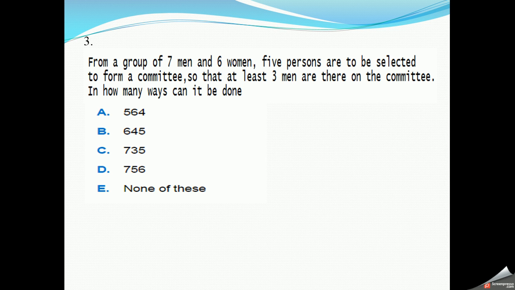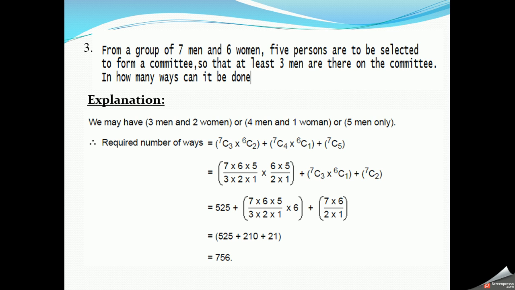Next problem. From a group of 7 men and 6 women, 5 persons are to be selected to form a committee so that at least 3 men are on the committee. In how many ways can it be formed? If you observe the problem, there are 7 men and 6 women in one group, and you have to select 5 persons in such a way that at least 3 men are in the group.